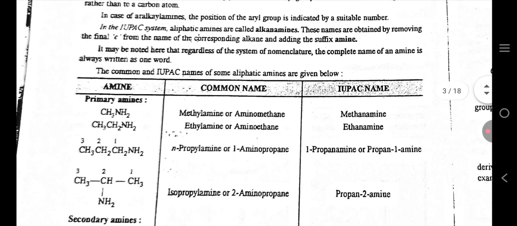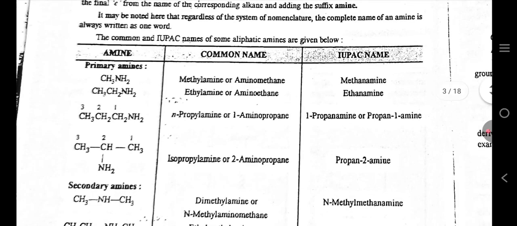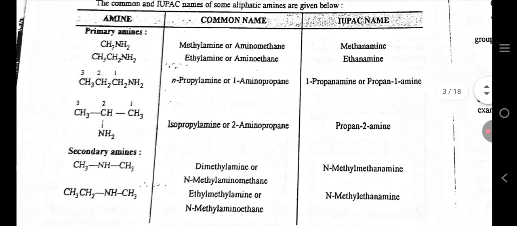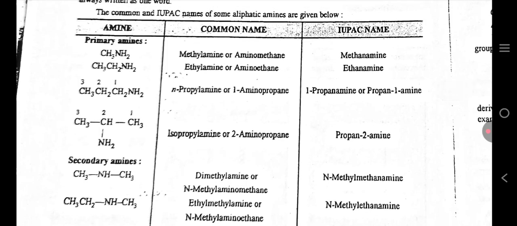In the IUPAC system, aliphatic amines are called alkanamines. These names are obtained by removing the final e from the name of the corresponding alkane and adding the suffix amine. It may be noted here that regardless of the system of nomenclature, the complete name of an amine is always written as one word. The common and IUPAC names of some aliphatic amines are given below. Look at this table.